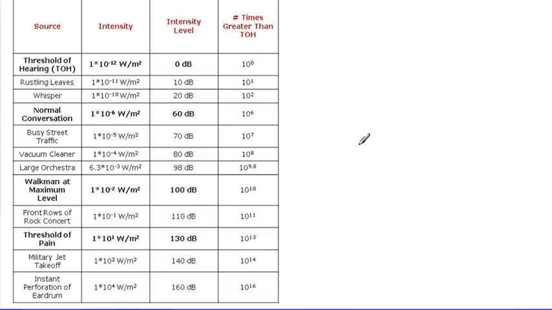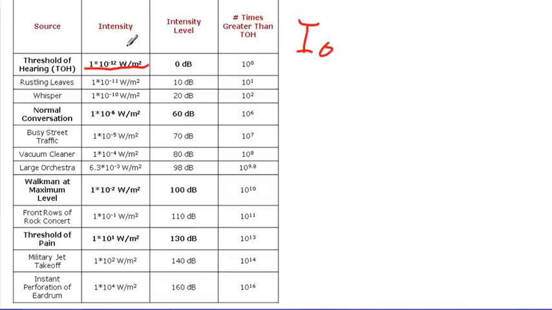When working with the equation, the I naught is typically going to be your reference intensity level, and if you're looking for the absolute decibel value, you're going to be using the threshold of hearing, so 1 times 10 to the negative 12th watts per meter squared. So this is if we're looking for the absolute value for the decibels.